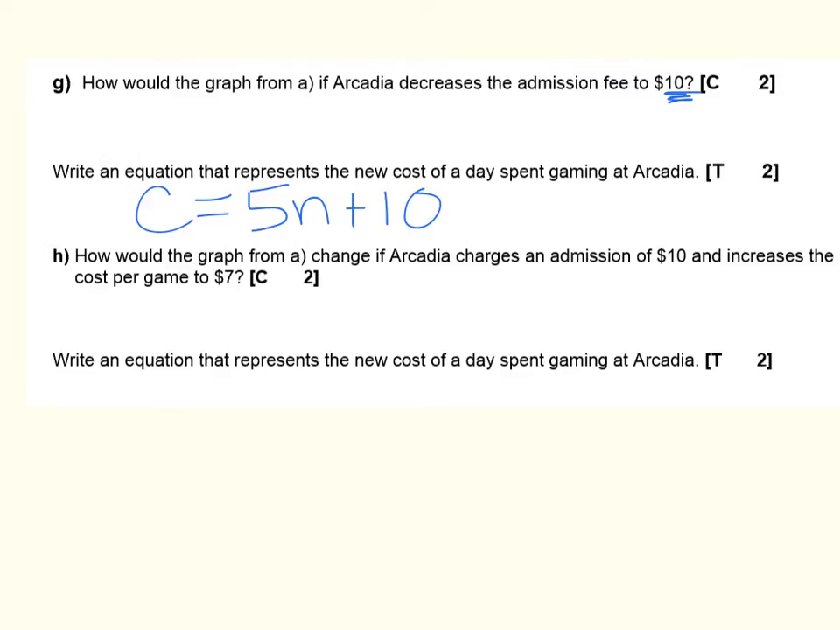Alright, 4H, how would the graph from A change if Arcadia charges an admission fee of $10 and increases the cost per game to $7? Well, if you increase the cost per game from 5 to 7, what's going to happen to your line, which was like this before, is it's going to become steeper. And that's all I would have to write here. The graph would become steeper.